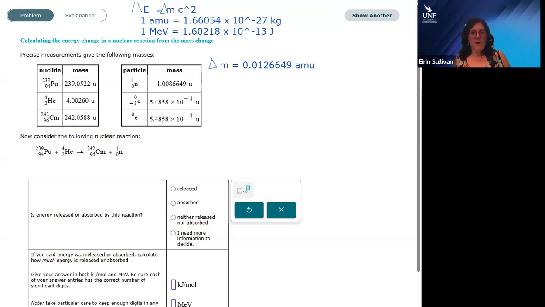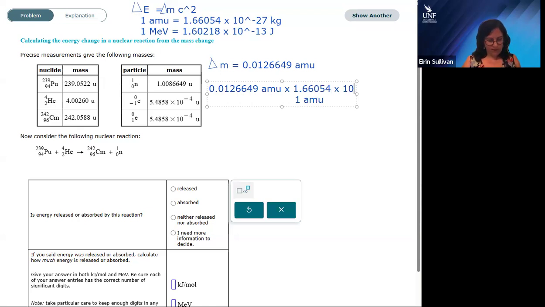All right, so the first thing we're going to need to do is convert that mass in AMUs into kilograms. So I'm going to take that 0.0126649 AMU. And to get that into kilograms, I'm just going to use this as a unit conversion factor: 1.66054 times 10 to the power of minus 27 kilograms. That's going to give me my answer in kilograms.